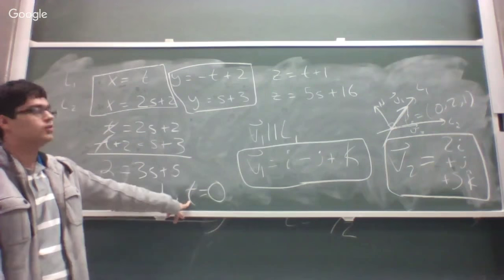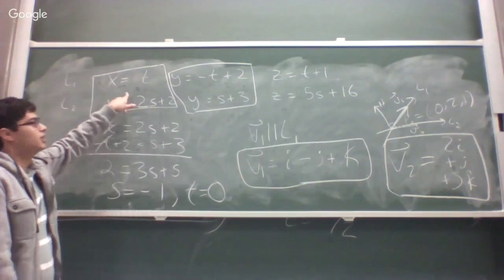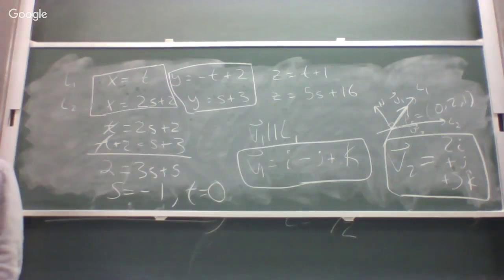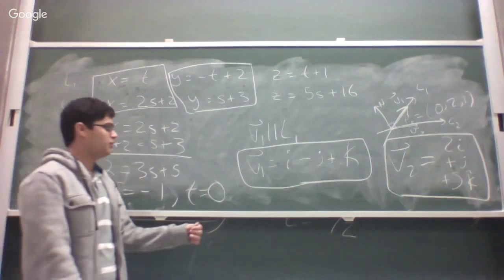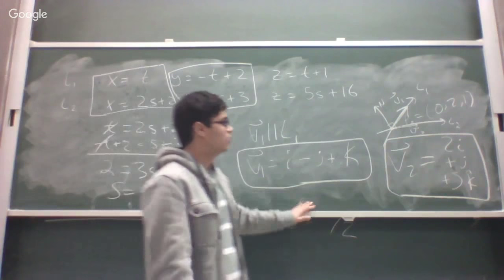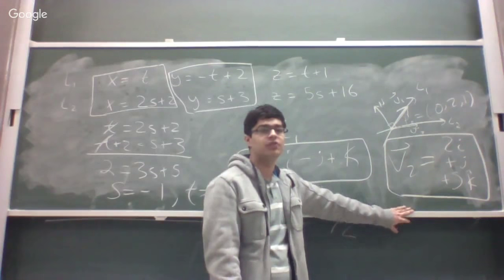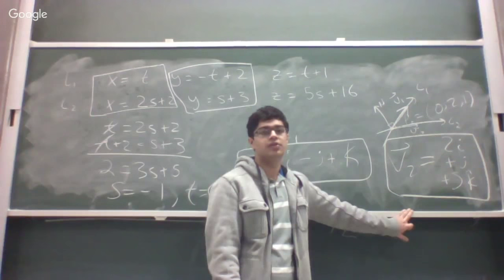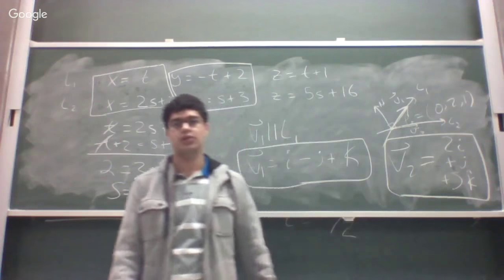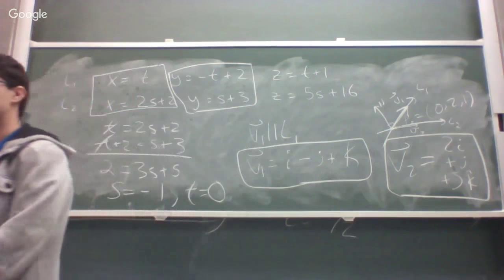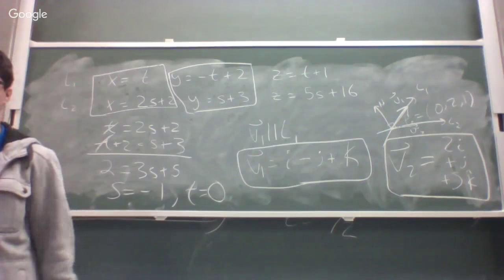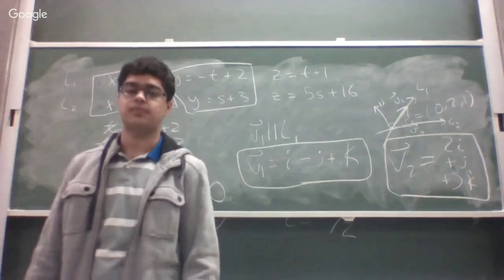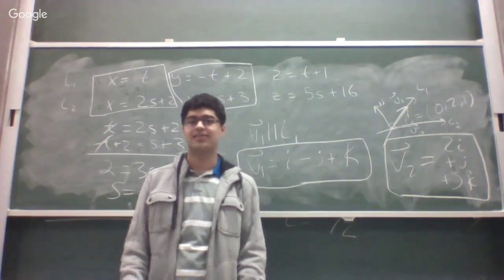When t is equal to 0, we plug it back into the line. We could do it with s equals -1. But let me just ask this again. We have v1 and v2. What do we do with them? We cross them to find what? The normal vector. What do we use the normal vector for? The plane. And then since we have a plane and we have a point, that's the equation of a plane. Did that click for some people?